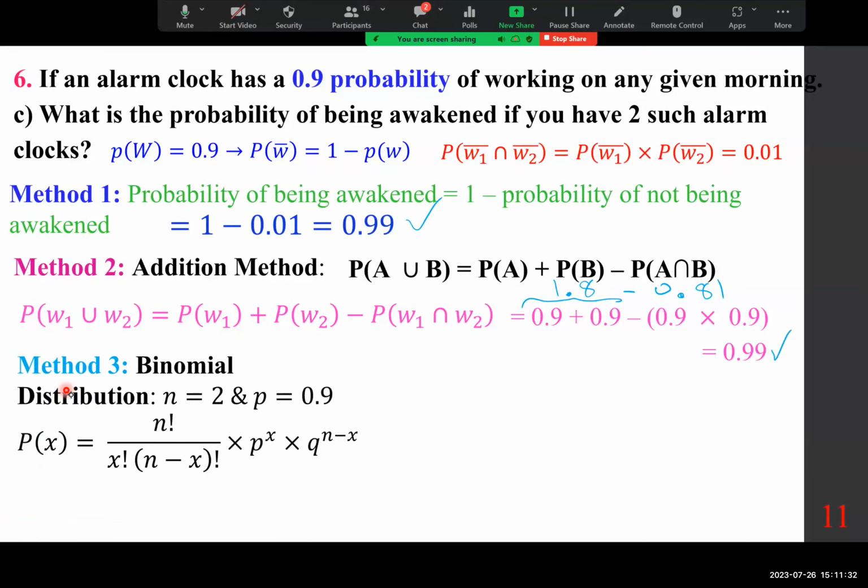We can use binomial distribution where n is 2 because we have two alarm clocks. The probability of awakening is 90% or 0.9. We are again assuming that we are waking up to the alarm. And here's the formula where n will be replaced with 2, p with 0.9 and q with 1 minus 0.9 or 0.1. So into this formula, we replace it accordingly.